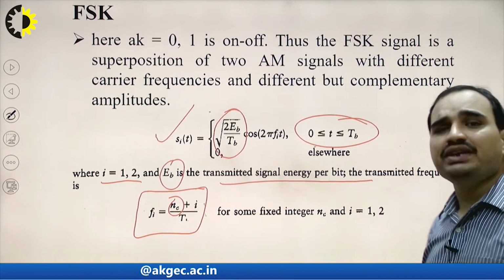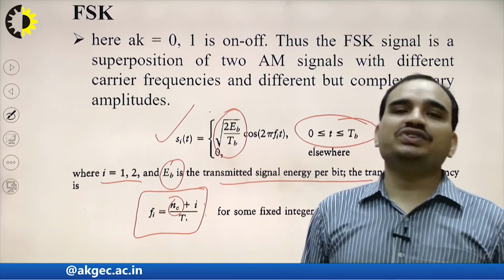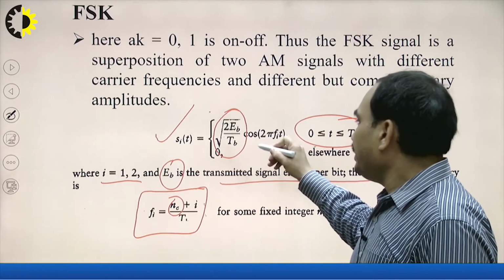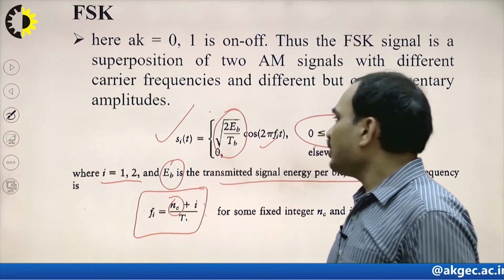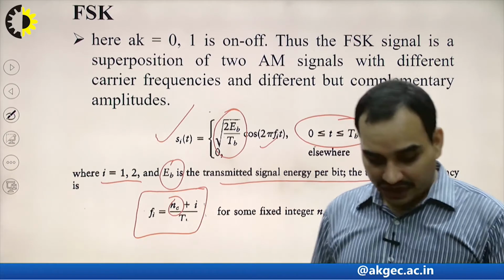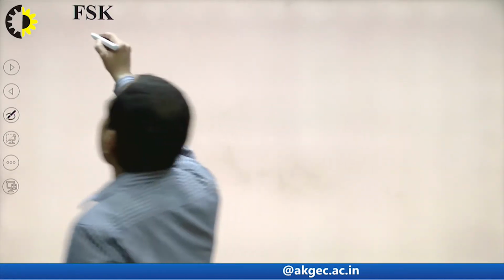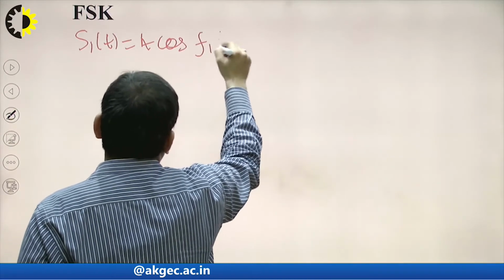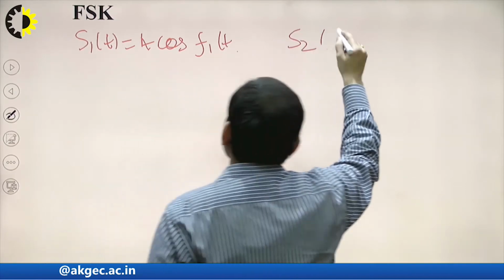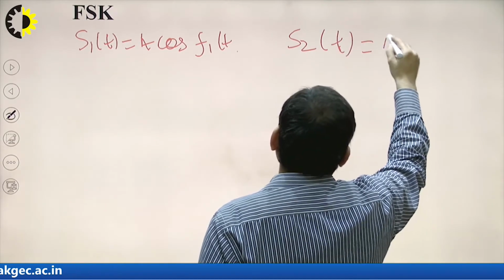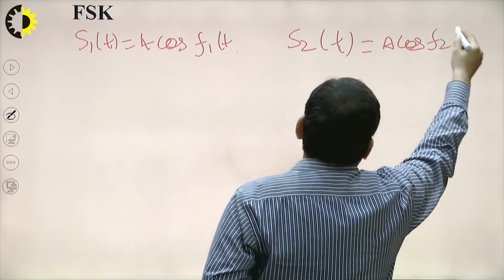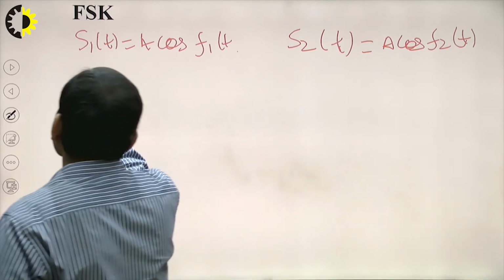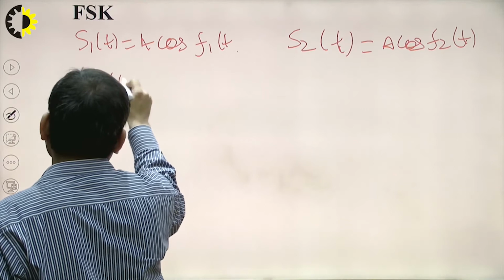So how can we find the basis function for frequency shift keying, and how many basis functions will there be? We are representing our signals by two different carriers, that is A cos of F1 t and A cos of F2 t. Now let's find: S1(t) is given by A cos of F1 t and S2(t) is given by A cos of F2 t.